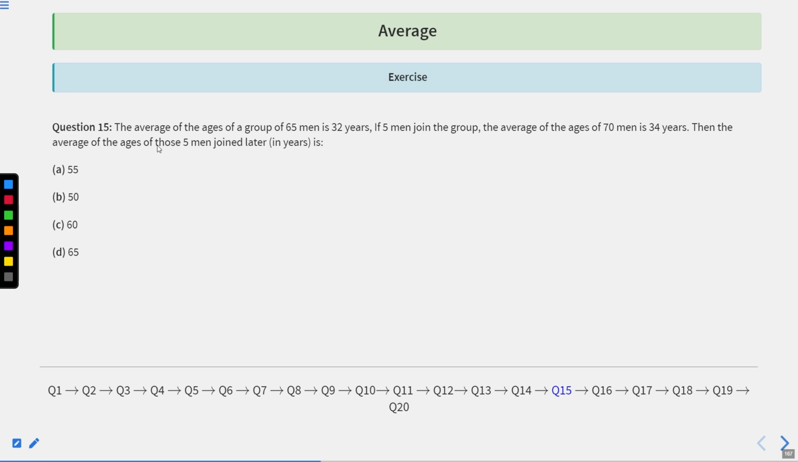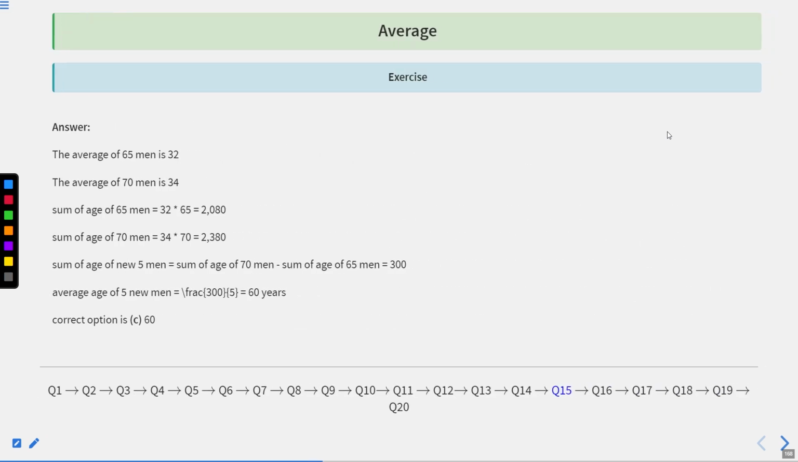So in this question, there are 65 men in a group and their average age is 32 years. And later 5 more men joined them and the new average, for 70 men, is 34. The combined average is given to us. Then we are interested in the average of those 5 men separately. So let us see the solution.